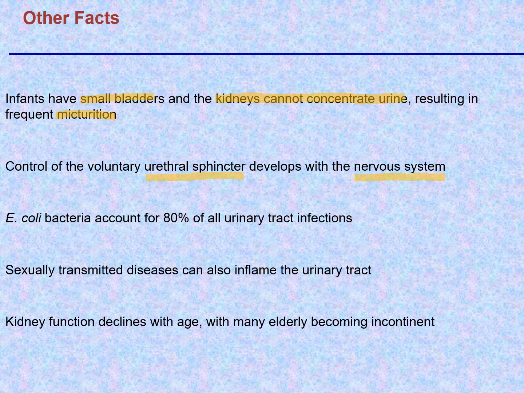Another thing you should be aware of is that 80% of urinary tract infections are due to a bacteria called Escherichia coli, or E. coli. It's a gram-negative bacteria. It's present in very high numbers in the feces. So a lot of urinary tract infections are in fact due to fecal contamination.